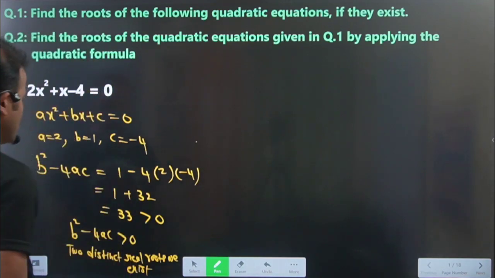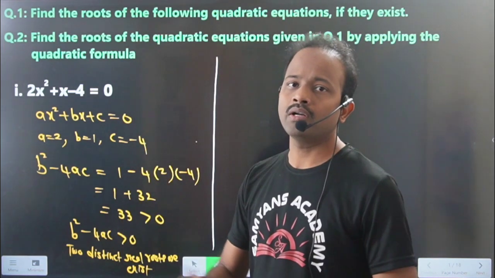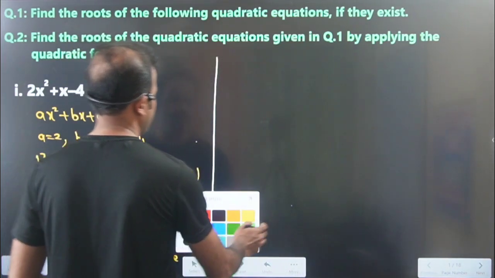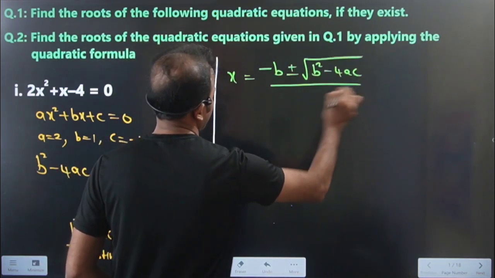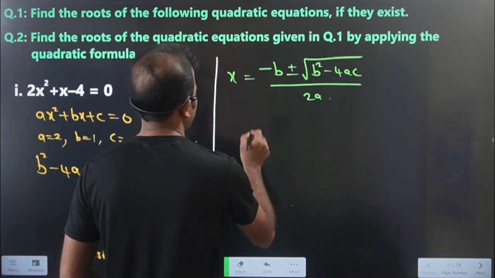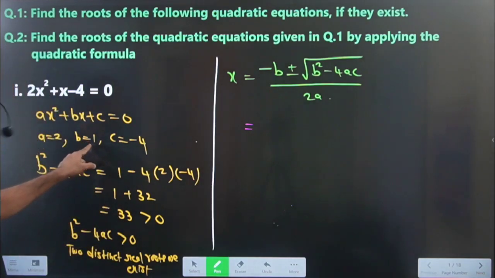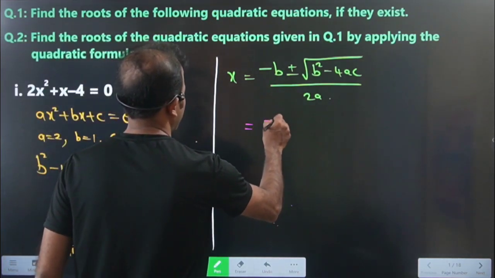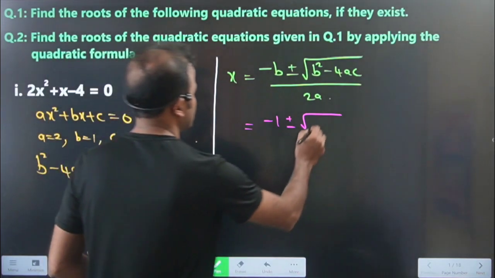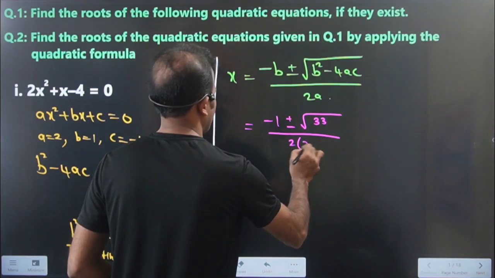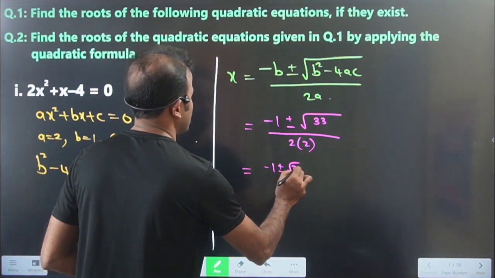Now what you have to do is find the roots of this equation by using the quadratic formula. What is the quadratic formula? x equal to minus b plus or minus root over b square minus 4ac, by 2a. To find the roots, you just substitute the values in the expression. The b value is 1, so minus b means minus 1 plus or minus root over b square minus 4ac, which we already got as 33, by 2 into a, that is 2 into 2. So next, minus 1 plus or minus root 33 by 4.